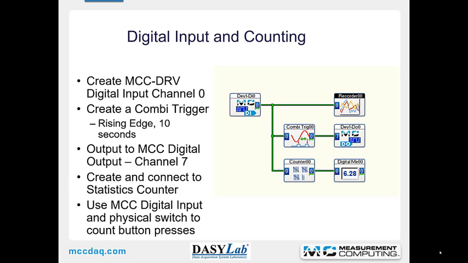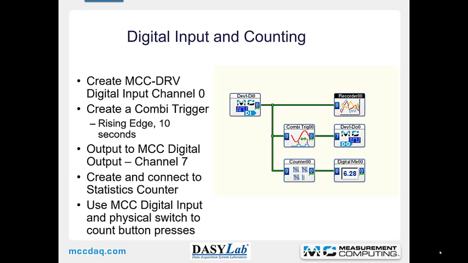I'm going to finish this module with a different look at statistics, looking at the counter module. At the same time, I want to show you using the combi trigger to control a digital output. Now, you can't see my hardware. You're going to have to trust me on this one. I'm going to create a measurement computing digital input channel, create a combi trigger looking for a rising edge and holding for 10 seconds. I'll output to measurement computing digital output on channel 7.